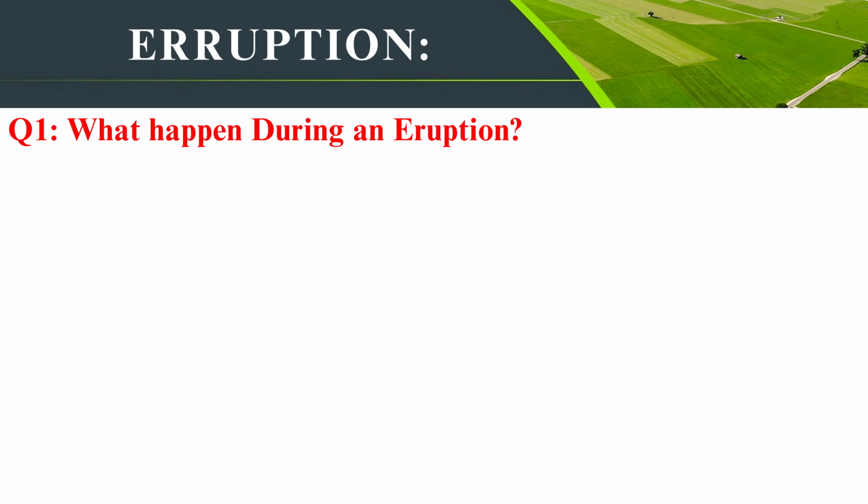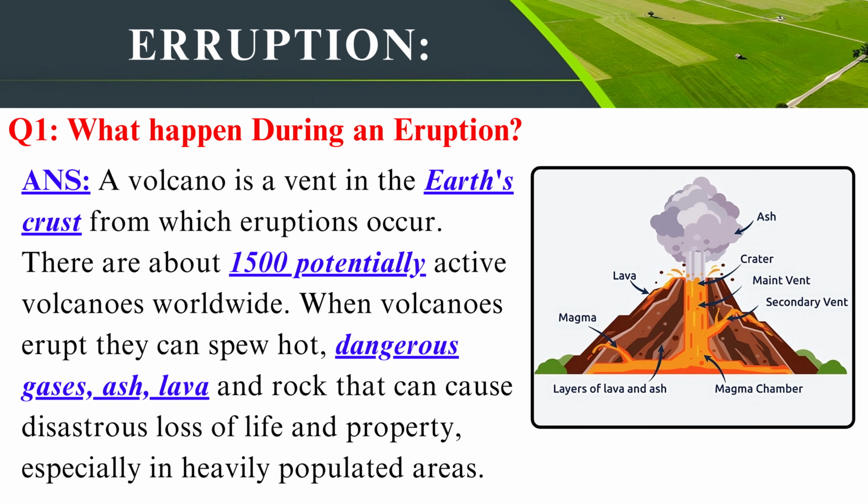Eruption. What happens during an eruption? A volcano is an opening in the Earth's crust from which eruption occurs. There are about 1,500 potentially active volcanoes worldwide. When volcanoes erupt, they can spew hot, dangerous gas, ash, lava, and rock that can cause disastrous loss of life and property, especially in heavily populated areas.